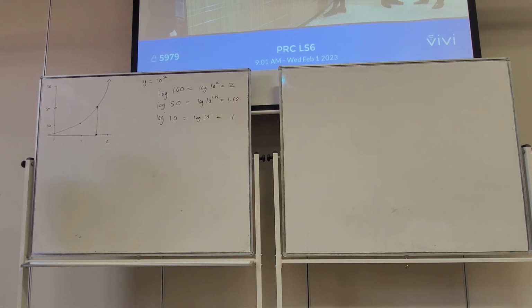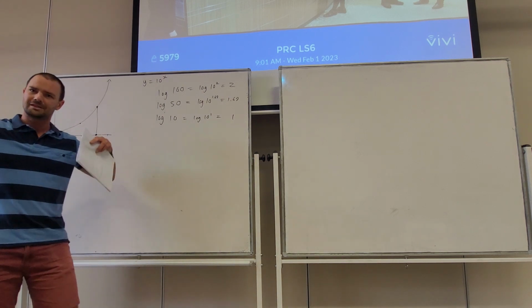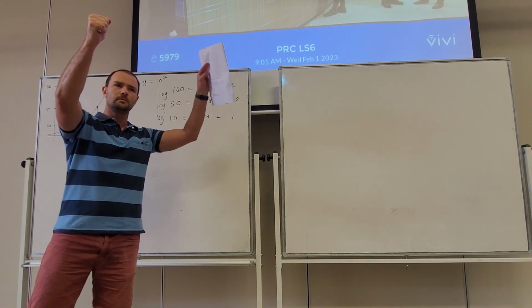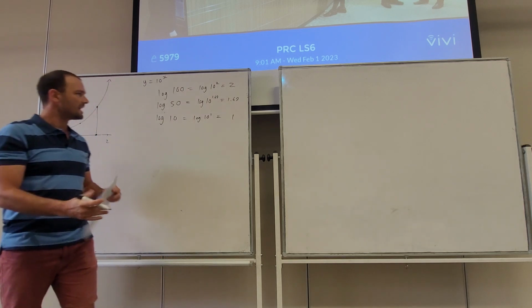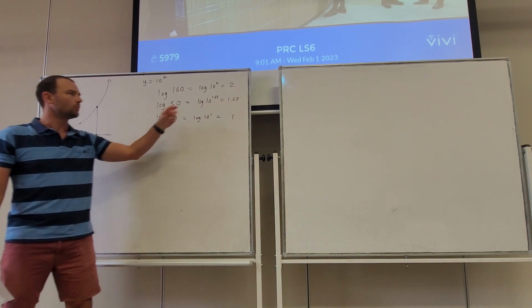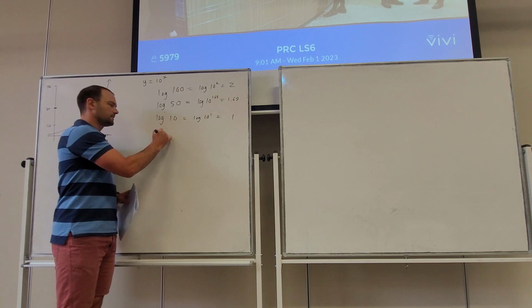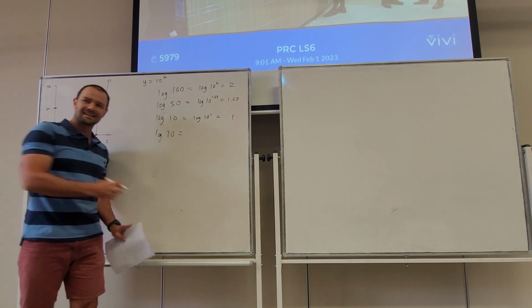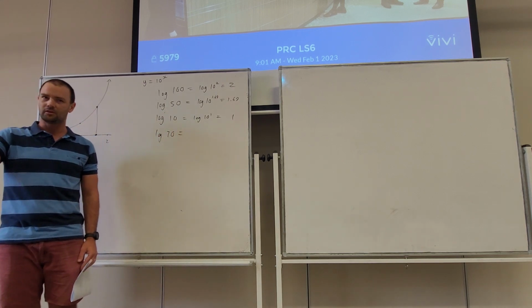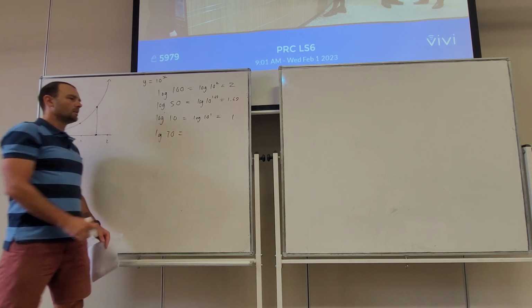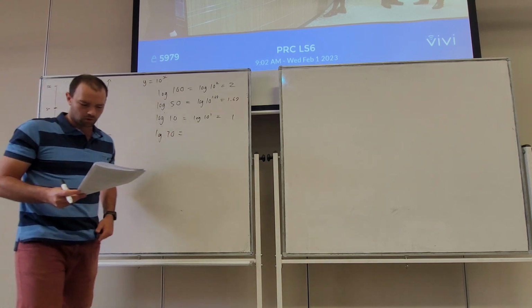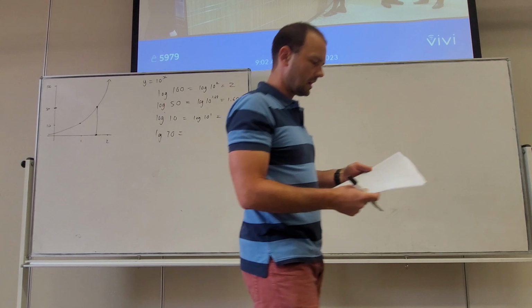So the question, log of 50, it means what number do I put 10 to the power to get 50? 10 to the power of 1.69 will give you 50. If we said log of 70, it means 10 to the power of what number equals 70. So that's a bit of a recap of what logarithms do, okay?